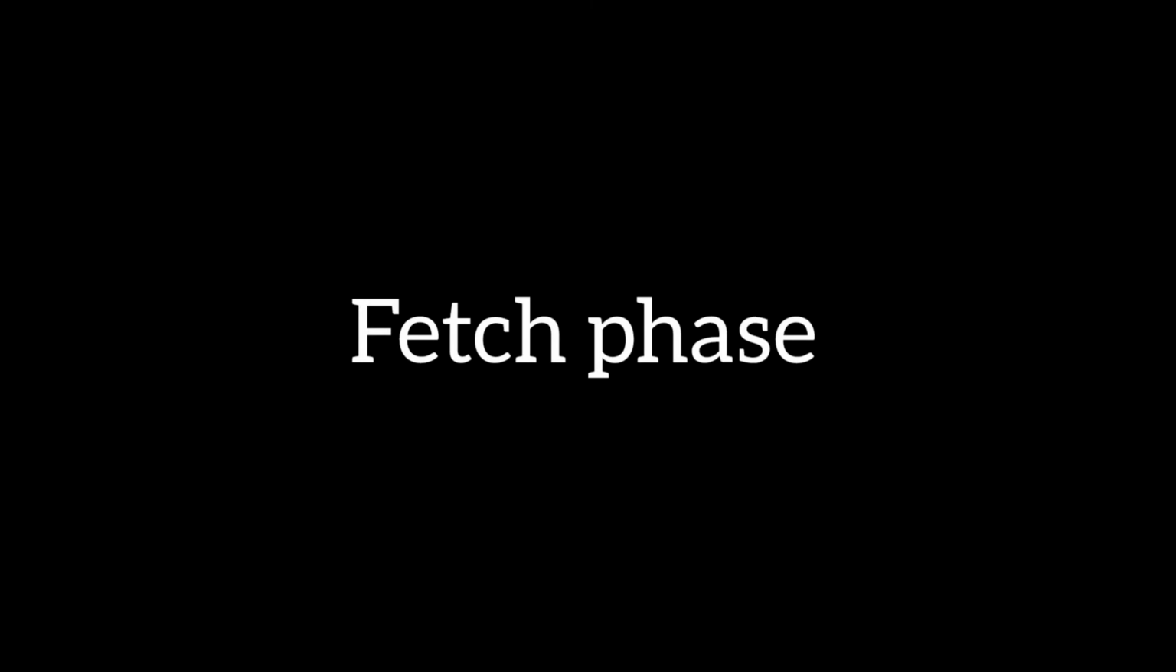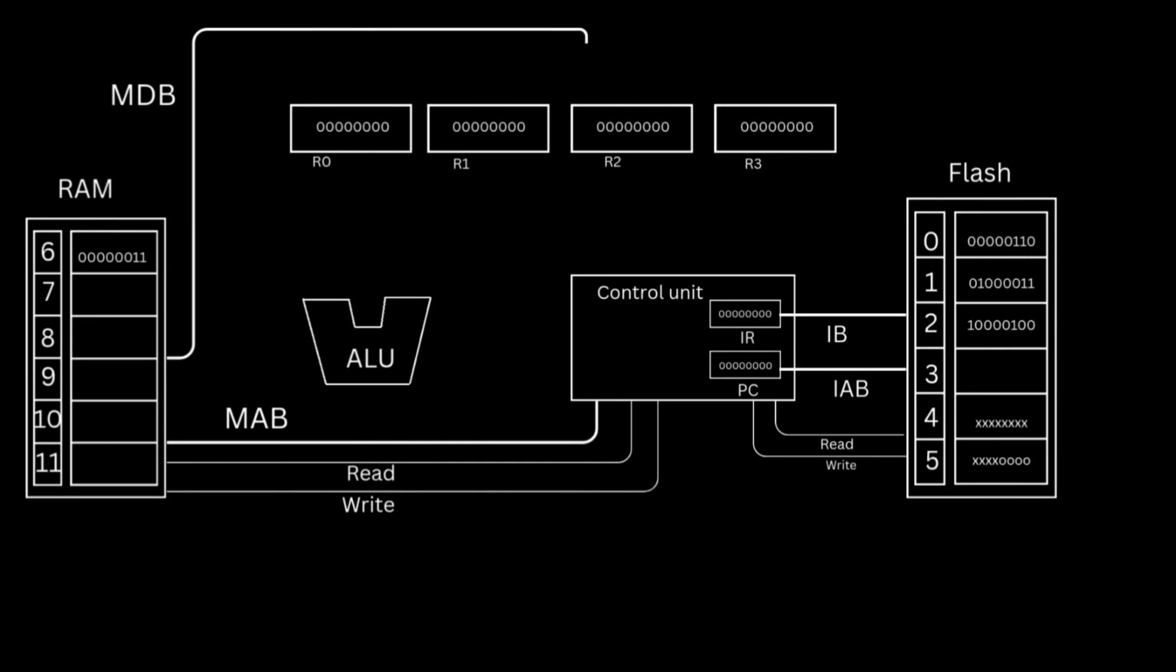Fetch phase. When the CPU is powered on, all its registers start with a value of 0. Since the program counter is connected to the instruction address bus, the control unit activates the read wire of the flash memory. The flash then outputs the instruction stored at that address through the instruction bus, and this instruction is saved inside the instruction register. Once that's done, the program counter is incremented by 1, meaning it now points to the next instruction address. Also note that the flash will only output data when the control unit enables the read wire.